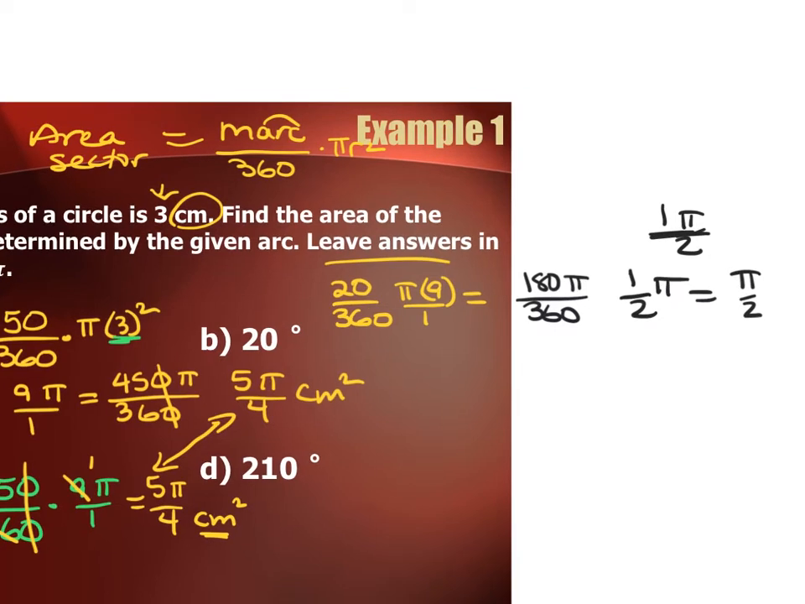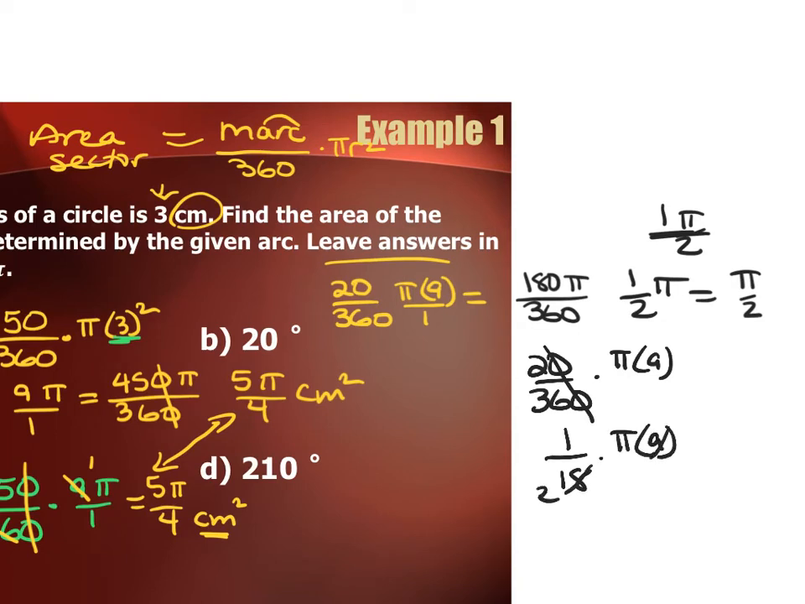All right, so let's do this simplifying. So 20 over 360 times pi times 9. So again, cut off the zeros. I could simplify the 2 over 36. I could make this 1 over 18. And then I can do the 9 and the 18. And then I'm left with the 1 pi over 2. Either way.